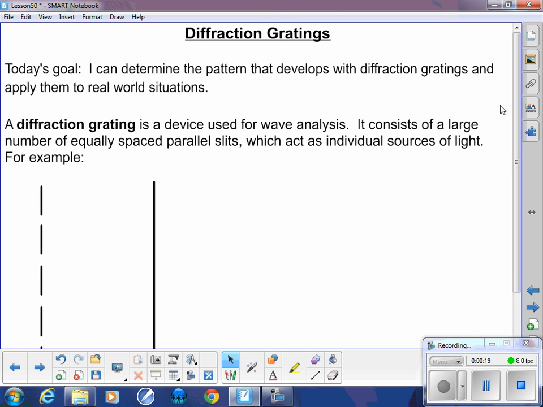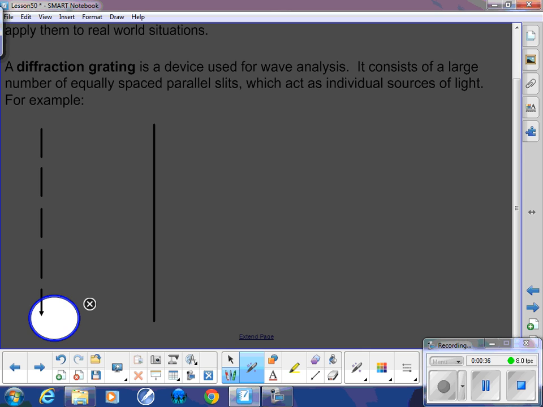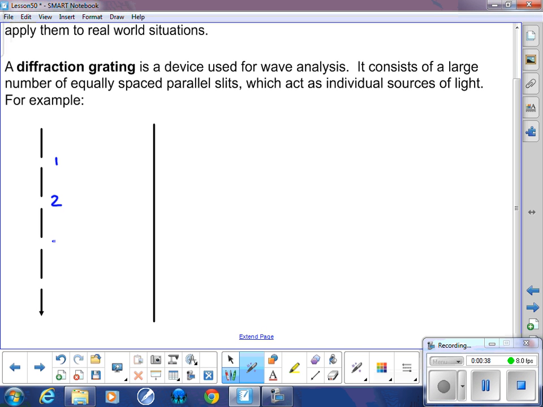So the first slide here, we're talking about what is a diffraction grating. A diffraction grating is a device used for wave analysis. It consists of a large number of equally spaced parallel slits. All right, so you'll notice I have the arrow continued here because the grating doesn't necessarily stop. I've got 1, 2, 3, 4 slits. You can have up to 10,000, 100,000 slits. It depends on the accuracy of the equipment you're working with and what type of diffraction grating you have in your hand.